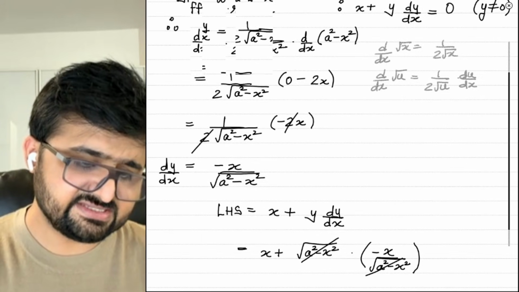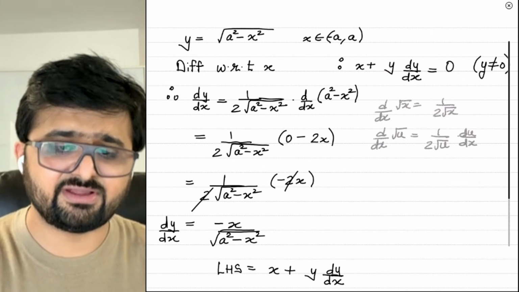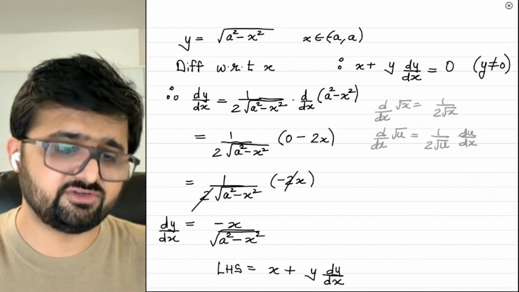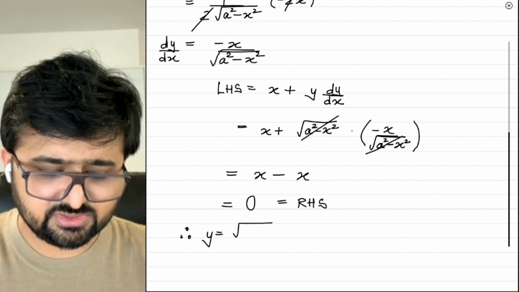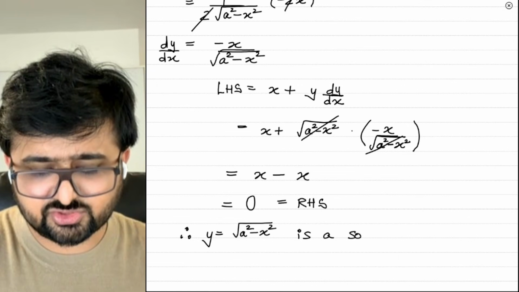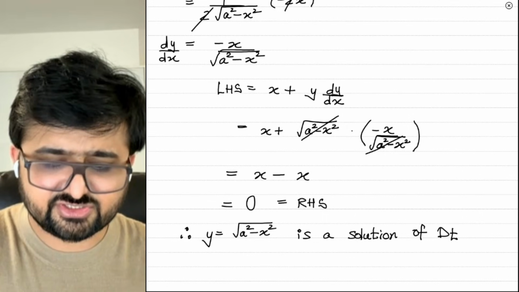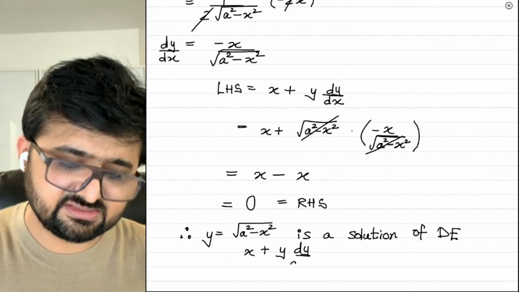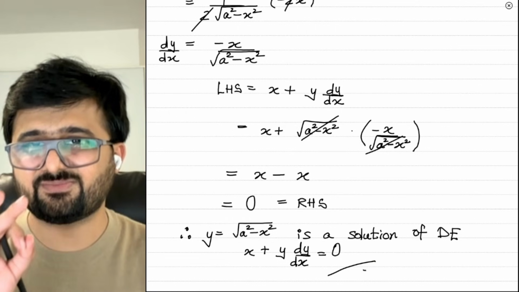So therefore, you can say that this differential equation, x plus y dy by dx equal to 0, is true. Therefore, we can say that y is equal to square root of a square minus x square is a solution of the differential equation x plus y dy by dx is equal to 0. Okay, that's your final result. I hope it makes sense.